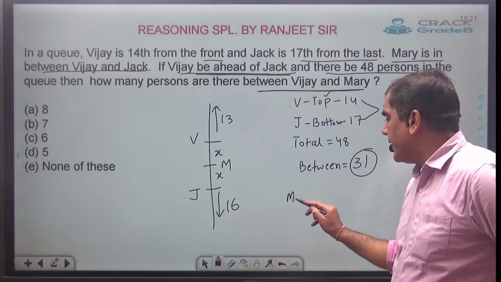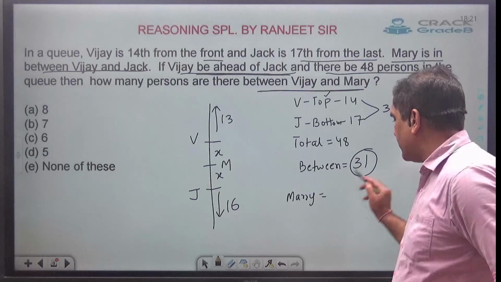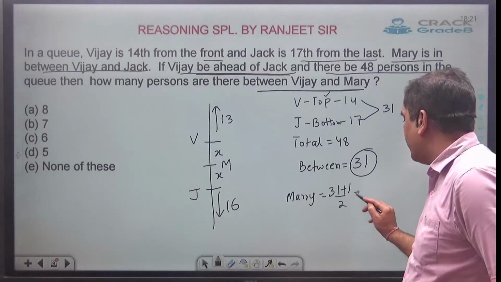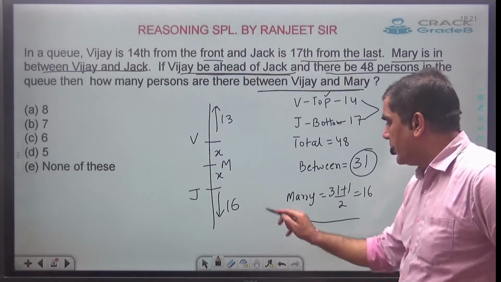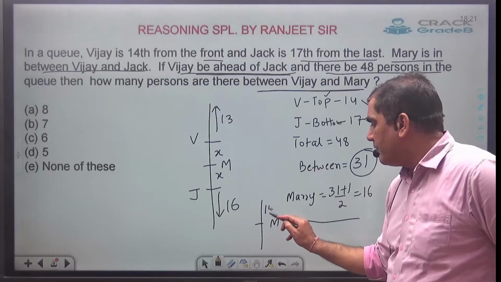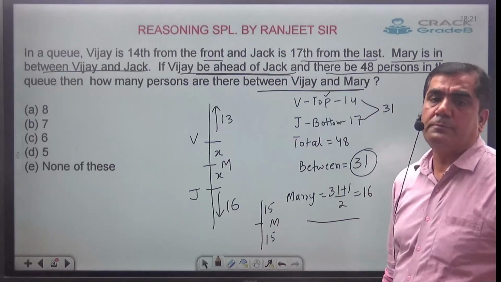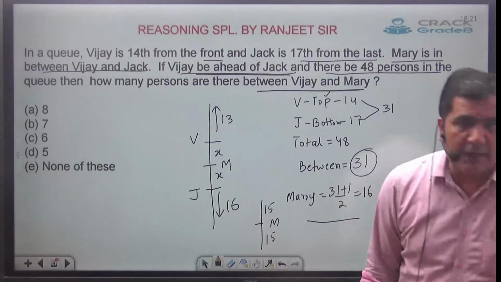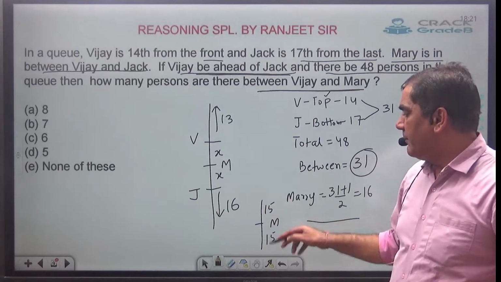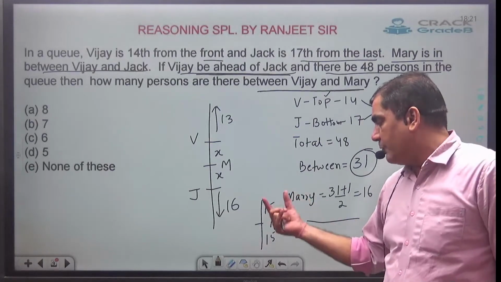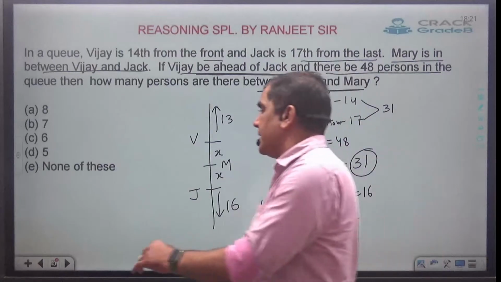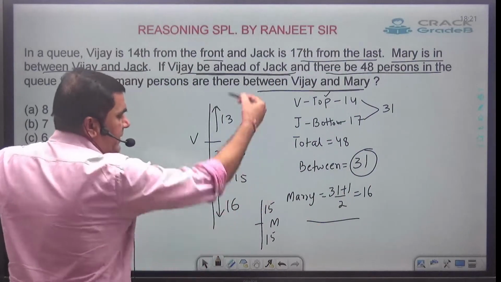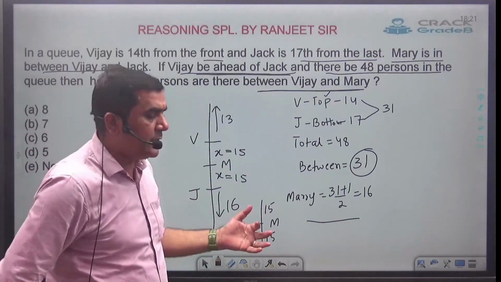Now let's find Mary's position. Out of these 31, Mary should be at which place? 31 plus 1 upon 2, Mary will be at the 16th. Means if Mary is at 16, 15 will be above and 15 will be below. Clear? Any problem? So here the value of X comes out to be 15, and this comes out to be 15. So everything is known to me now.